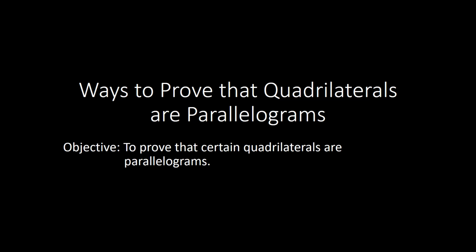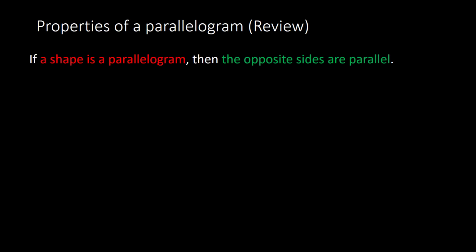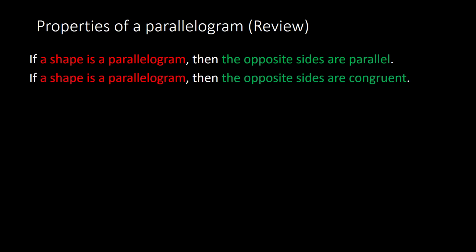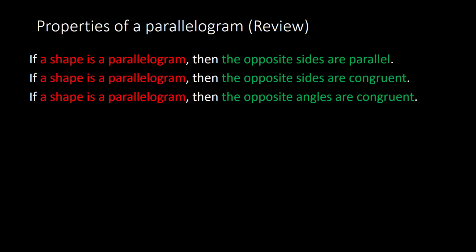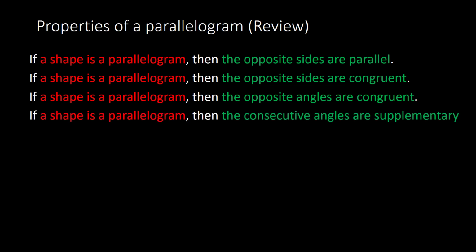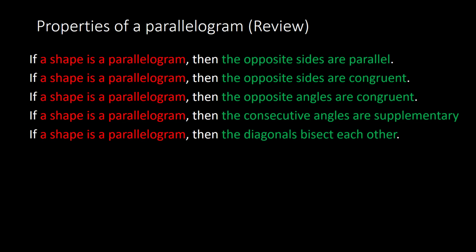In this lesson, you will learn to prove that certain quadrilaterals are also parallelograms. Now in the last lesson, we learned different properties of a parallelogram. We learned that if we have a parallelogram, then the opposite sides are parallel, the opposite sides are congruent, the opposite angles are congruent, the consecutive angles are supplementary, as well as the diagonals will bisect each other.